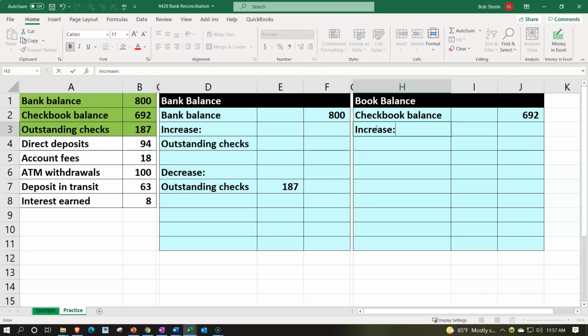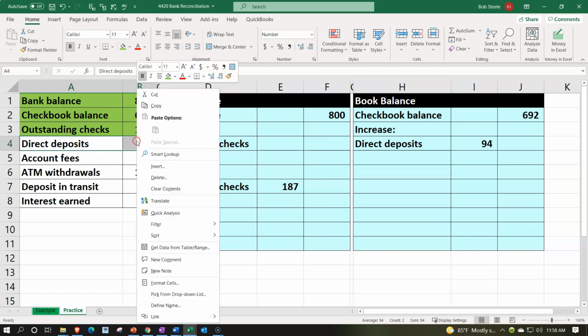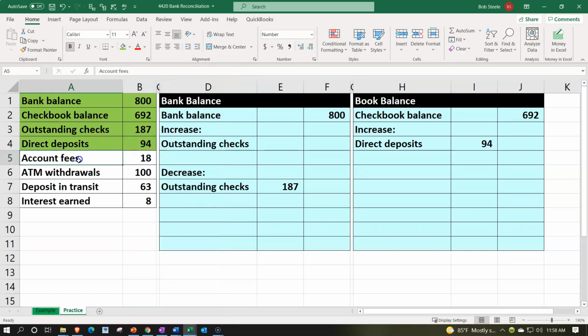We'll call it colon, and this is going to be the direct deposit. So we'll say direct deposit on the increase 94, and let's greenify that one. We'll make that green. And then we've got the fees, so the account fees, so this is going to be fees that we're imagining from the bank.